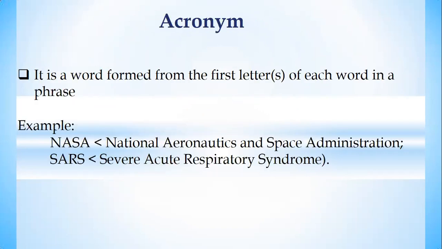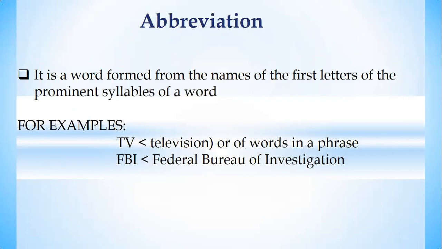Next we have the acronym. This is a word formed from the first letters of each word in a phrase. For example, NASA stands for National Aeronautics and Space Administration. SARS is Severe Acute Respiratory Syndrome. So we call it acronym. Abbreviation is a word formed from the names of the first letters of the prominent syllables of a word. TV stands for television, or words and phrases. FBI, Federal Bureau of Investigation.